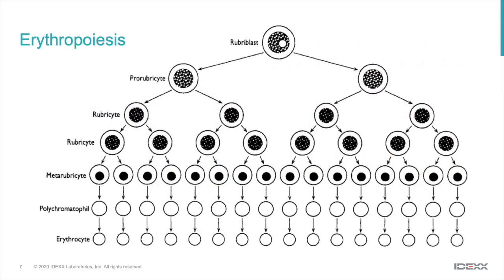I like using this diagram because it demonstrates the effectiveness of the red cell production. One cell committed to the red cell series theoretically yields 16 mature red blood cells. And if there's a demand, all we have to do is push more cells of the red cell series into that rubriblast category, and then we can get exponential growth of the cells for the peripheral blood.